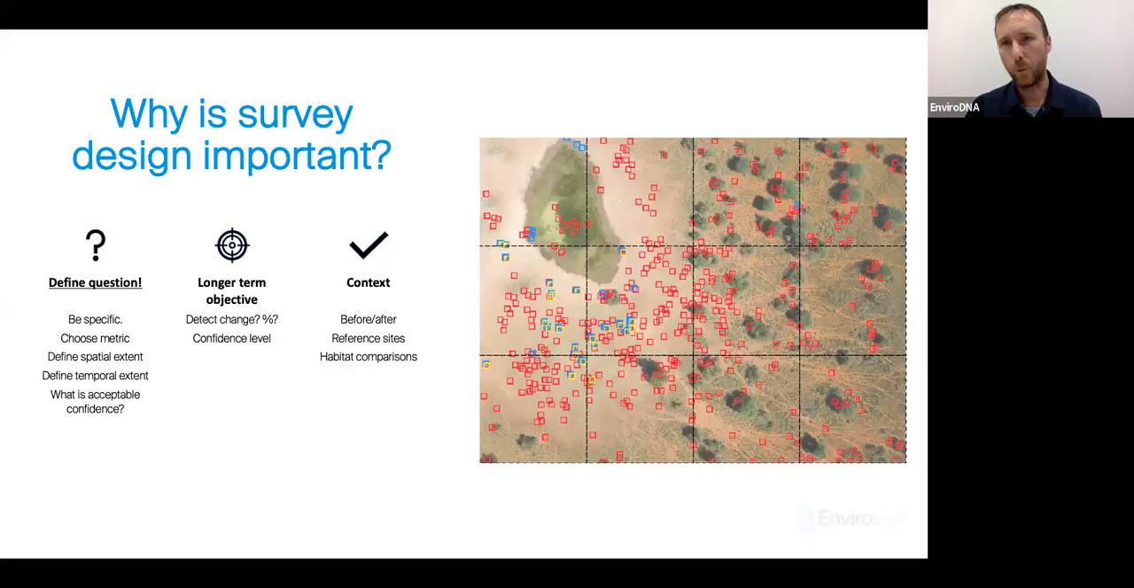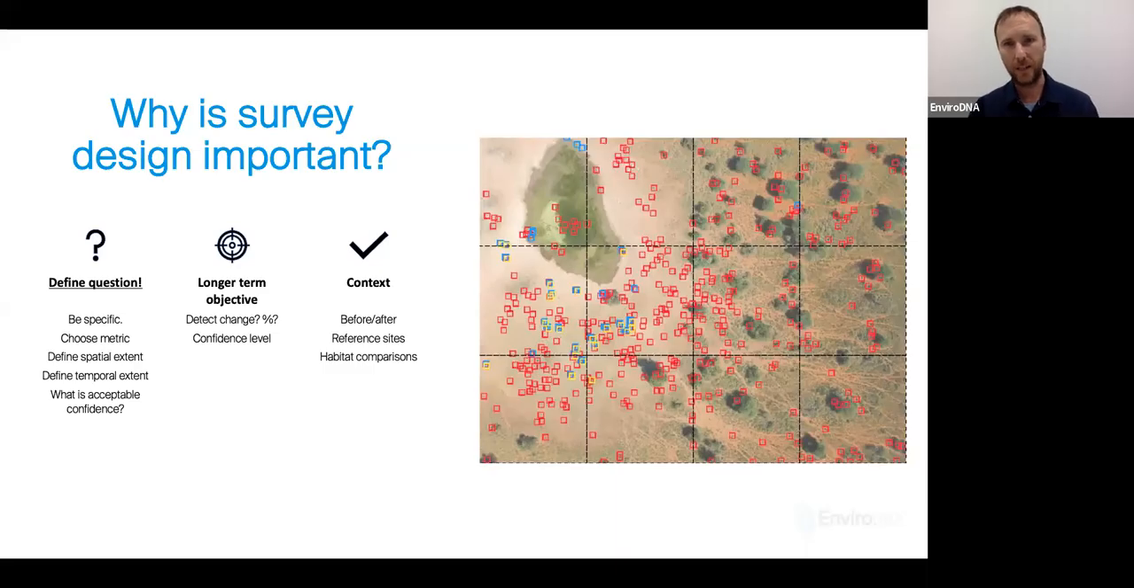Following on from that, is there a longer term objective for your program? Is this forming a baseline for a longer term monitoring program? If so, what is the level of change that you're going to want to be able to detect? What is your confidence level, your statistical significance that you want to attach to that? And I'm going to give you a few examples of that coming up as well. And then finally, making sure you've got some context.